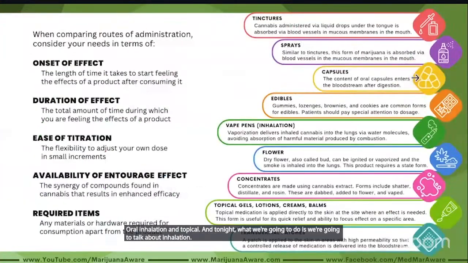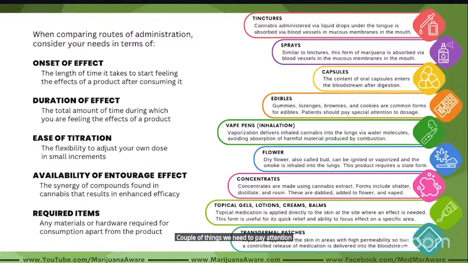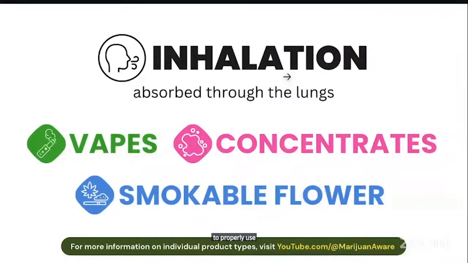A couple of things we need to pay attention to whenever we're looking at routes of administration is the onset, that's how long it takes for it to start taking effect, the duration, how long it works in our system, how easy it is to titrate or use, and the availability of the entourage effects. In other words, do the cannabinoids, specifically THC and CBD, interact with each other to enhance their efficacy, and also any required materials that are needed to properly use that route of administration.